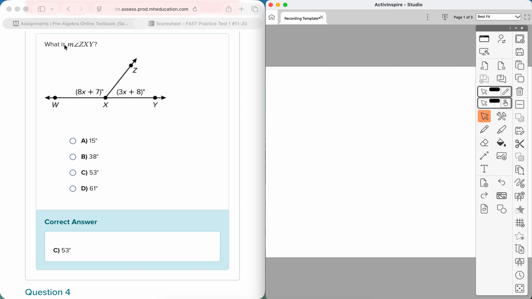What is the measure of angle ZXY? The measure of angle ZXY. That's what's going on here. So these are supplementary angles. Maybe I should start with that they're adjacent angles.